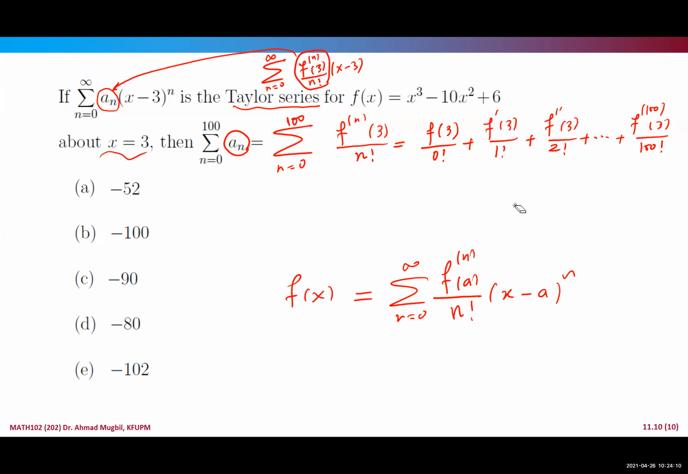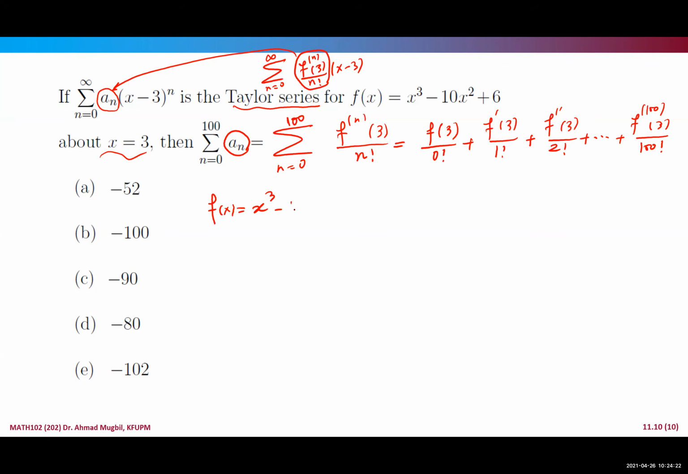It means that we need to do what? Find the derivative. Yes. And so what is f of x? f of x is x to the power 3 minus 10x squared plus 6. We need the value of the function at 3. What is the value of the function at 3?